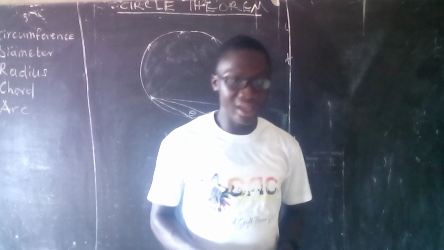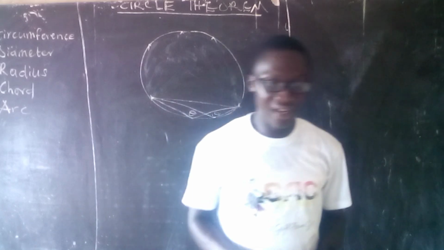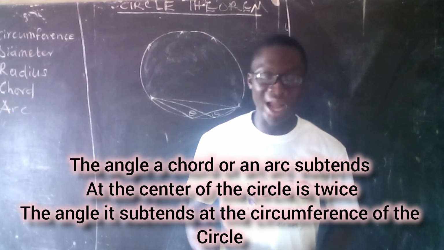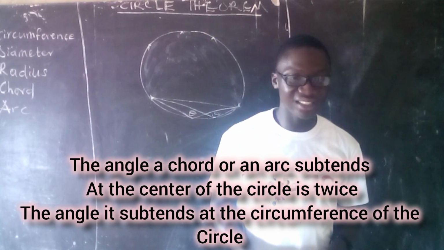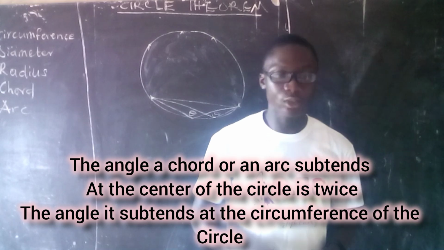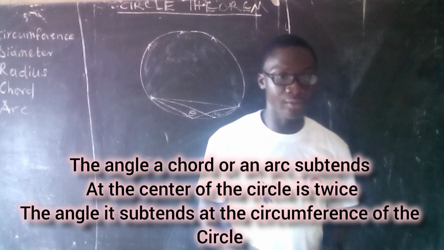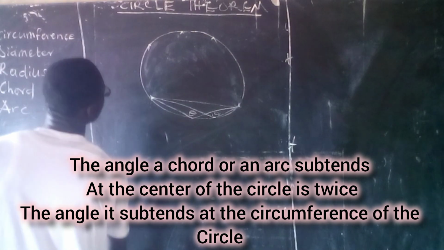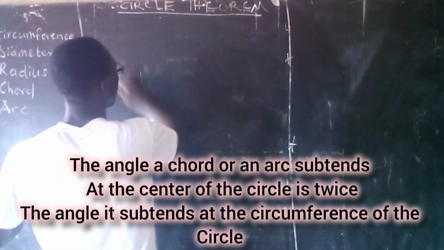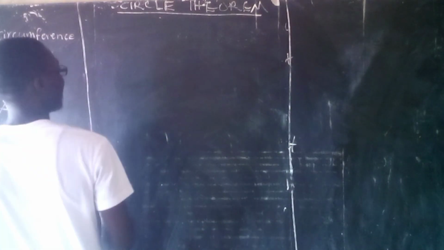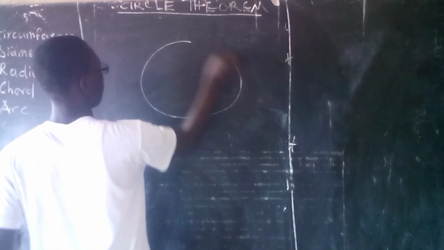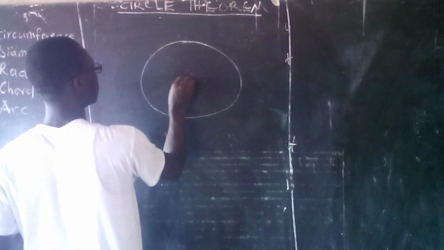Now, our next property, we are saying that the angle a chord or an arc subtends at the center of the circle is twice the angle it subtends at the circumference of the circle. So let's say we have our circle with a center O.